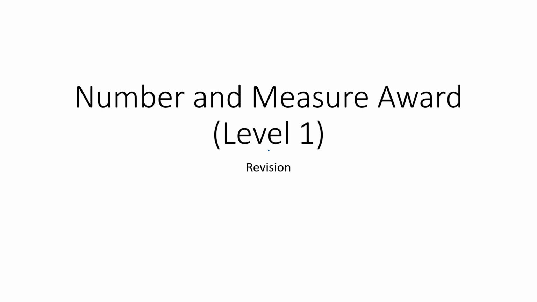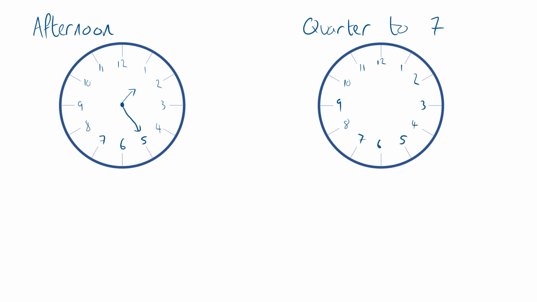Hi, let's take a look at some revision topics for the Number and Measure Award Level 1. So first, let's have a quick look at some questions to do with clocks and time. First of all, a look at the question on the left. We have a clock and we need to say what the time is.